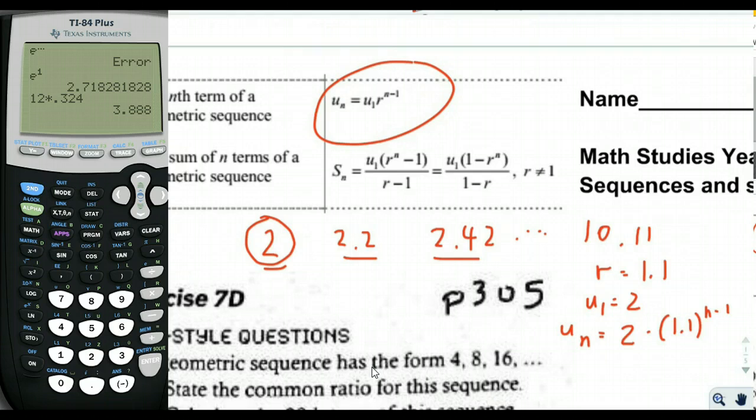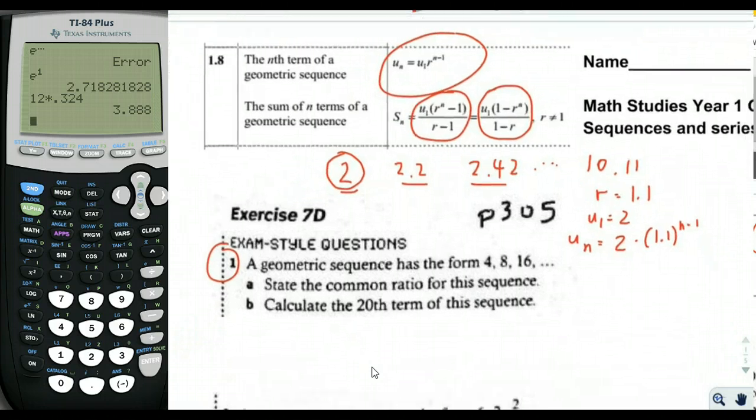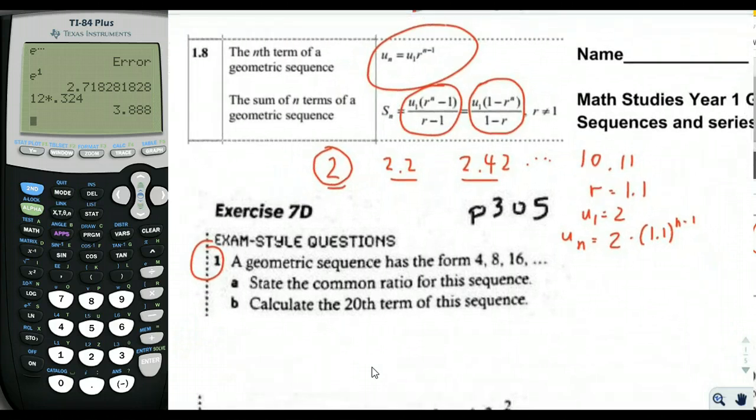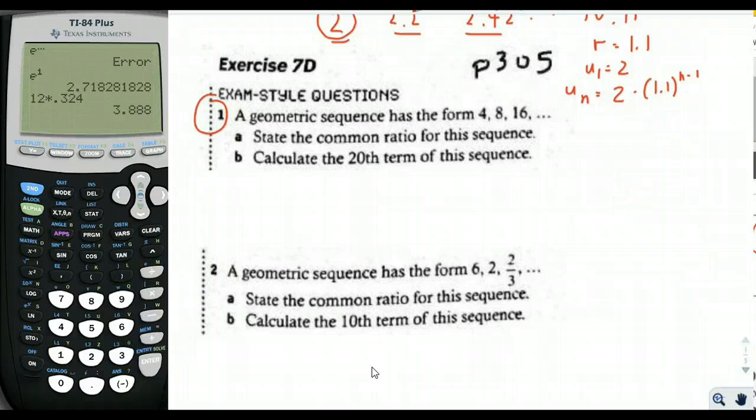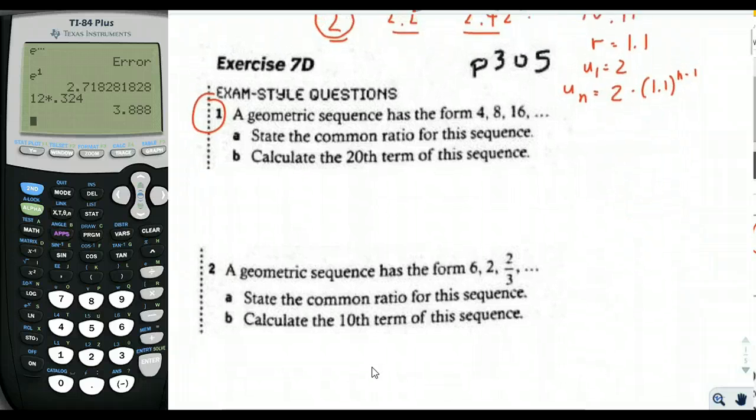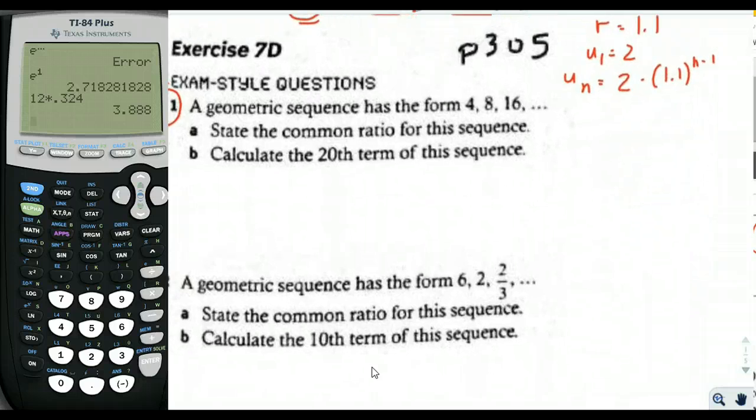And of course, the geometric sum formula, which can be written either this way or this way, whichever is convenient, you can use either one. Doesn't really matter, it's just that the negative sign comes out one way or the other. That we went over what that means in our reflection of the investigation. Okay, so for this first one, it says geometric sequence has the form 4, 8, 16.